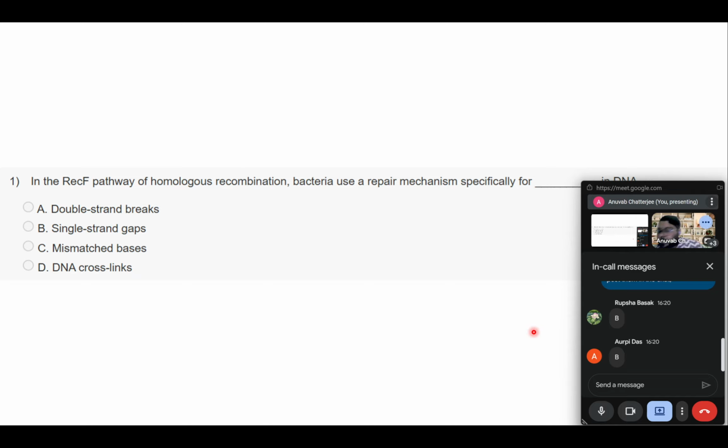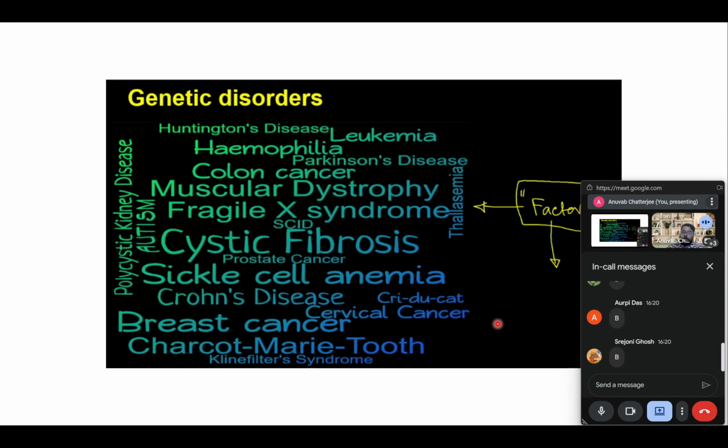Rupsha and Oropi both say it is B, single-stranded gaps. Srijani also agrees that it is single-stranded gaps. So let us look at it.